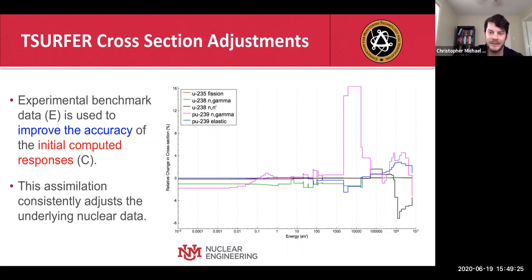From here, you can take these cross-section adjustments and apply them to nuclear data for future cases and figure out what kind of bias you're likely to see in some application system that you're trying to design and build. But I'm more focused lately on the nuclear data side of things. And when I say that, I mean I'm interested in figuring out how we can take these multi-group adjustments and use them to actually improve the data.